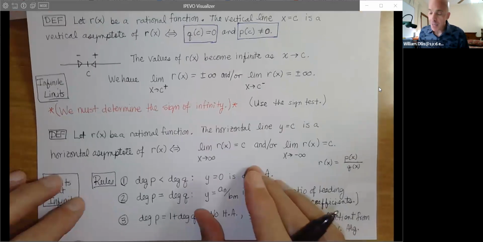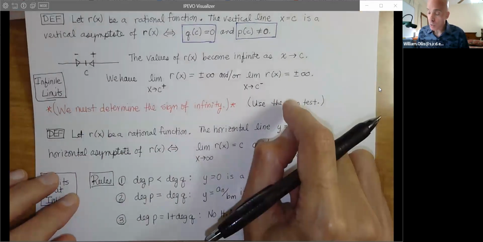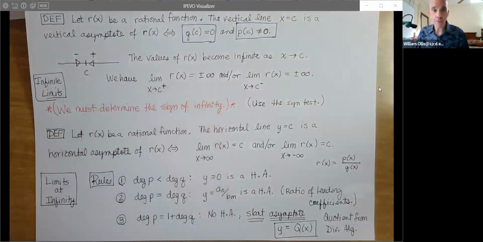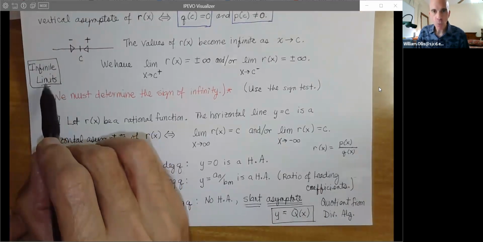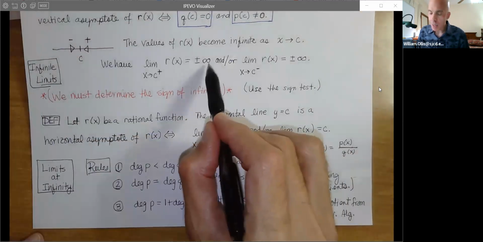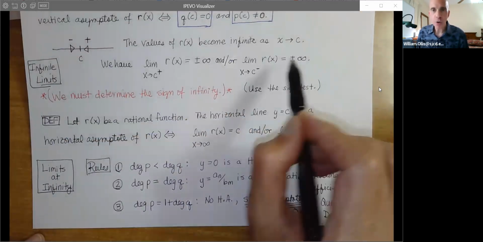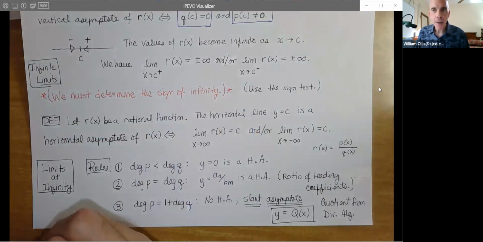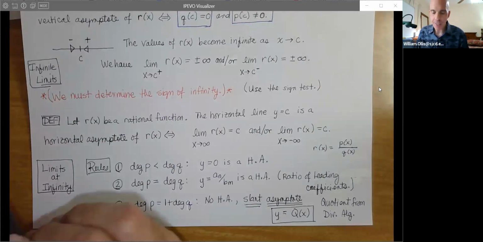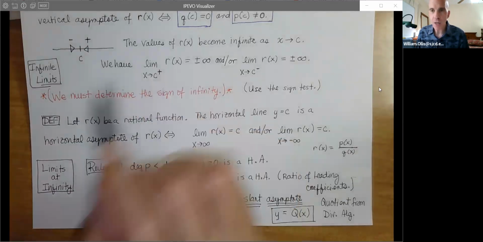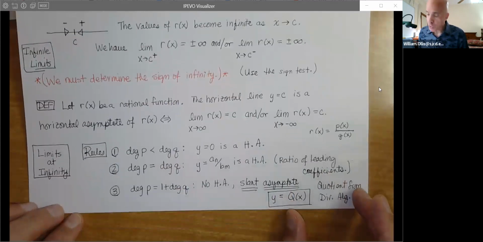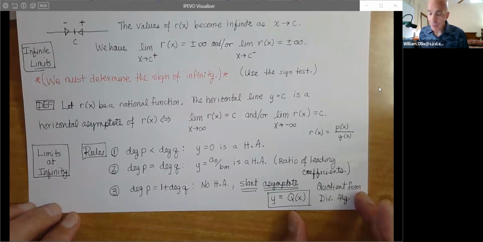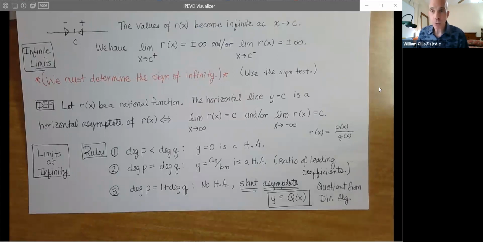Okay, so the vertical asymptotes are relatively straightforward, and we'll do some examples with that. Now, notice what I've written here, ladies and gentlemen, infinite limits. We've talked about this before. The limits are infinite. So they're not technically real limits, but they are quasi-limits in the sense that they tell us that the function is becoming unbounded either positively or negatively. Now, the other step that we need to consider will be the horizontal asymptotes.